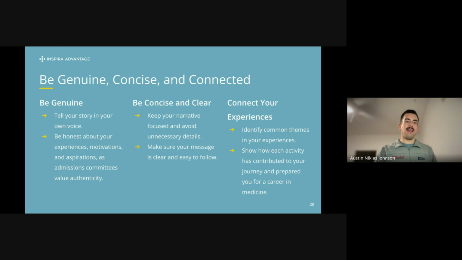Now, I've said genuine probably about a dozen times right now, but I keep hammering that in because genuineness often gets lost in cases where you're trying to compete against other amazing, amazing people. And I hate that we have to compete in medicine for these spots. It's a very competitive process, as is everything nowadays. But this is, again, where it's not about showing that you're better than other people.